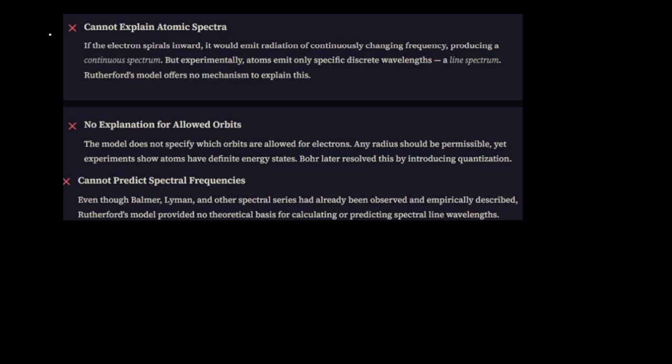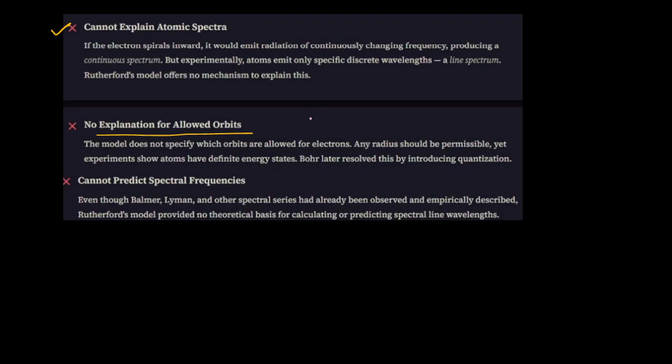Third is no explanation of allowed orbits. Rutherford just said that electrons will revolve around the nucleus in circular orbits. Okay, but he did not specify the circular paths. It could be any circular path, random, anything with a radius from 0 to infinity, as per Rutherford, right? But later on it was found to be wrong. Bohr's model corrected that.